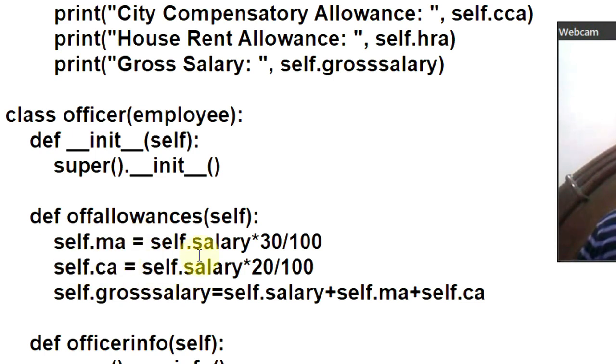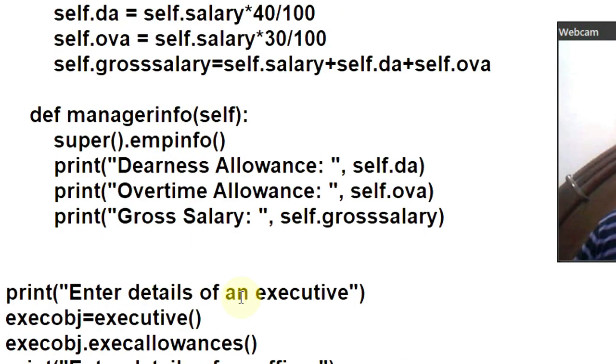I am assuming that medical allowance is 30% of the basic salary. Conveyance allowance, that is the petrol allowance, I am assuming it to be 20% of the basic salary, and then I am computing the gross salary. Again, I am telling you these are random figures, right? After that the control will jump to the main function here.